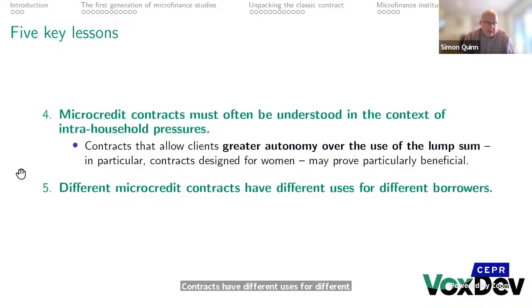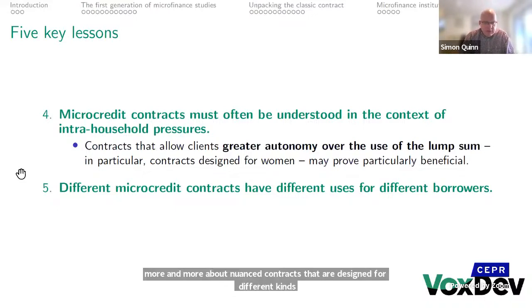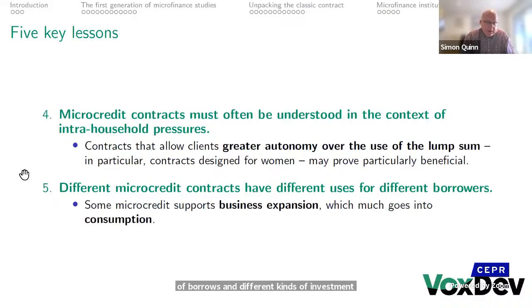So as the literature progresses, I suspect that it's more and more likely that we're going to stop talking about microcredit in the abstract and start talking more and more about nuanced contracts that are designed for different kinds of borrowers and different kinds of investment or indeed consumption needs. In particular, microcredit, in some cases, is designed to support business expansion. In other contexts, a lot goes into consumption. We might wonder more and more in future whether the same kind of contract is really the right way of trying to serve those different purposes. And indeed, as I flagged earlier, there might be very different justifications or not for subsidizing microfinance institutions for those different kinds of contracts.